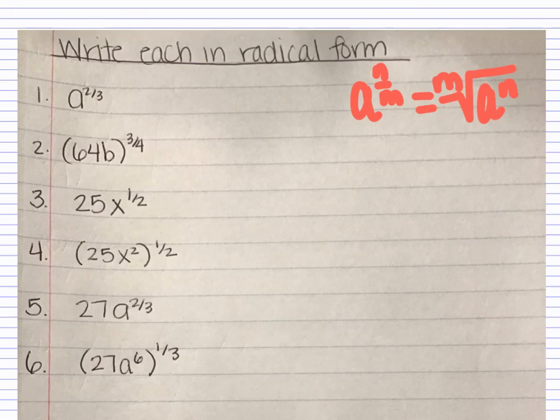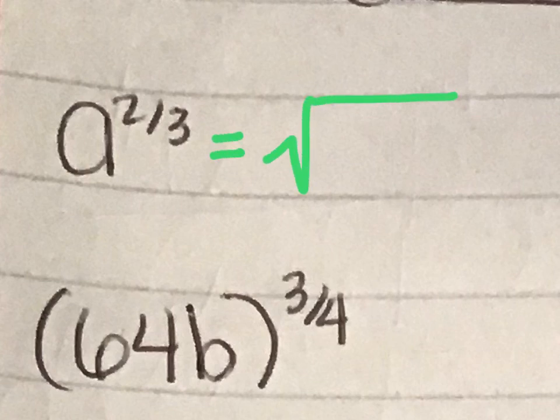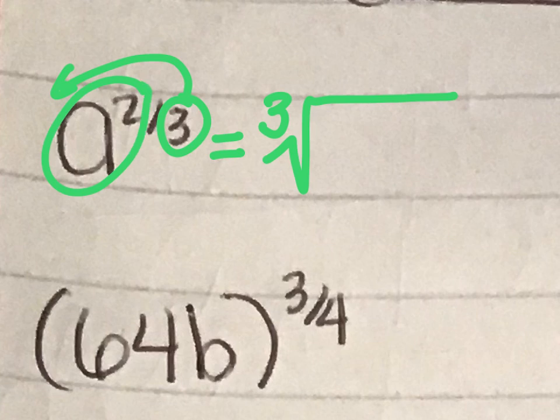So as an example, here we have a to the 2/3. Draw my radical. The 3 will go to the outside. That's my root. And my a squared will go to the inside. I can't simplify this because you cannot take the 3rd root of a squared. There's not enough to take out of it.